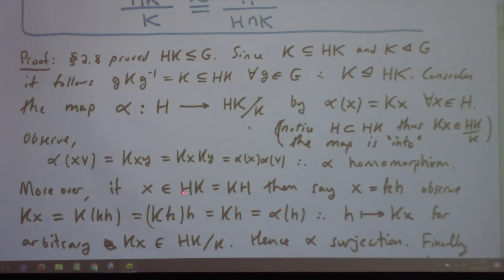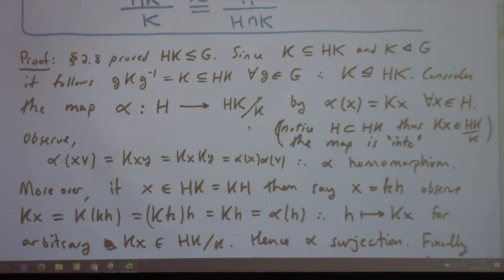Here's the argument though, because if I take two different representatives of something in the product HK, which by the way is equal to KH because of chapter 2 stuff, so they're equal. So I can follow through that kx is actually equal to alpha of h, but that means that this h, which I can construct for a given x, maps to kx, which shows you that this is a surjection.